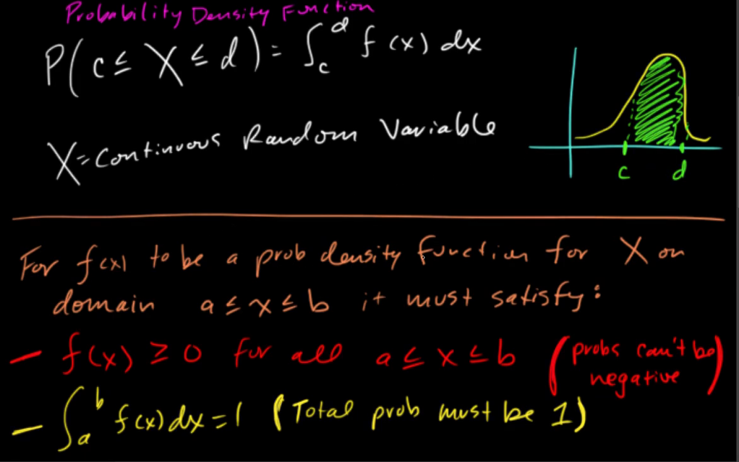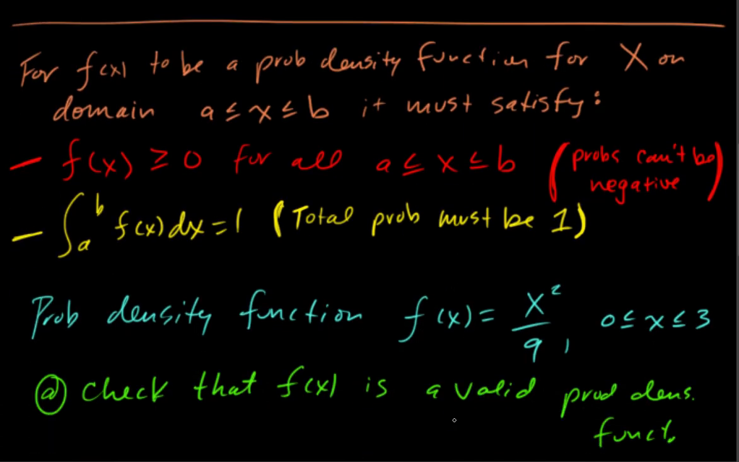And then for f of x to be a probability density function, for capital X on the domain from A to B, it must satisfy that f of x is greater than or equal to 0 for all x values between A and B, because probabilities can't be negative. So we see that in this function right here. This does say C and D, but pretend like this said A and B. Everything would have to be above the x-axis. And then the second criteria is the area must be 1 because the total probability must be 1.